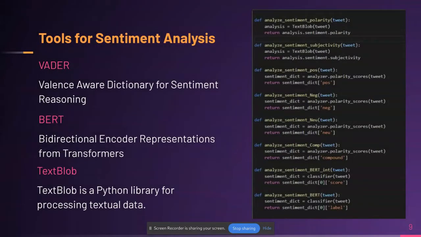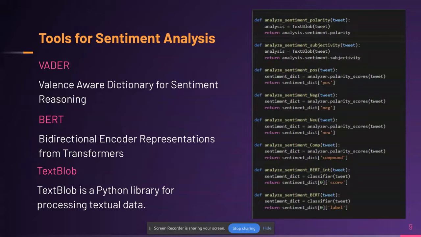For sentiment analysis, we have used three different tools. First is VADER, which stands for Valence Aware Dictionary for sEntiment Reasoning. This gives us a positive score, negative score, neutral score, and compound score. Next is BERT, which stands for Bidirectional Encoder Representations from Transformers. It gives us the label and the classification score. The last is TextBlob, which is a Python library that gives the polarity and subjectivity of the text data. We have converted them into functions and applied them on each tweet that we have got.